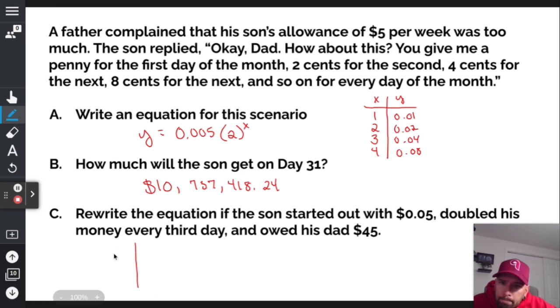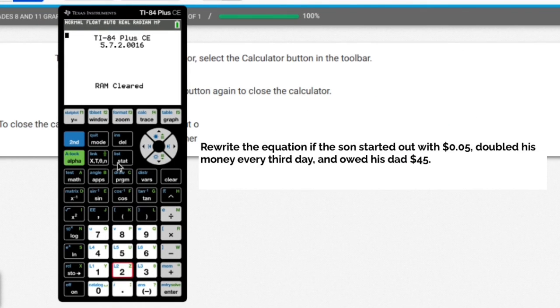On day 1, 5 cents. Every third day, which means day 4, it's doubled. And then day 7, it's now 20 cents, so 0.2. I don't know why I wrote it out like that. And on day 10, it is now 0.4. So let's type that information into our calculator and see what we get, and then we'll deal with that $45 in a second. All right, last but not least, let's do the same thing but with new values.